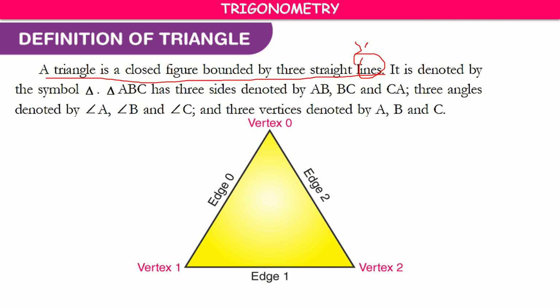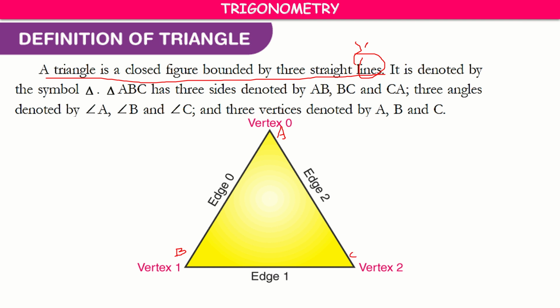The triangle symbol is denoted by this, and the triangle has three sides. Normally, in regular class we say sides, but here we say edges. Here edge 0, edge 1 and edge 2. Three edges we have. In the same way, a triangle has three vertices, that is vertex 0, vertex 1 and vertex 2. Or else we can denote them by A, B and C. Here it is A, this is B and this is C vertex.